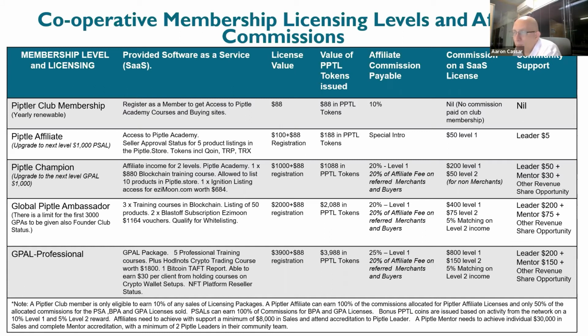And as the cooperative tokens are listed, then they'll have the opportunity to also trade out of the ecosystem by utilizing their tokens. The value of the tokens that we issue is proportionate to the value paid for their licensing fee to become a member. So if someone paid $88, then they get $88 in cryptos. If they paid $3,988, they get $3,988 in cryptos.